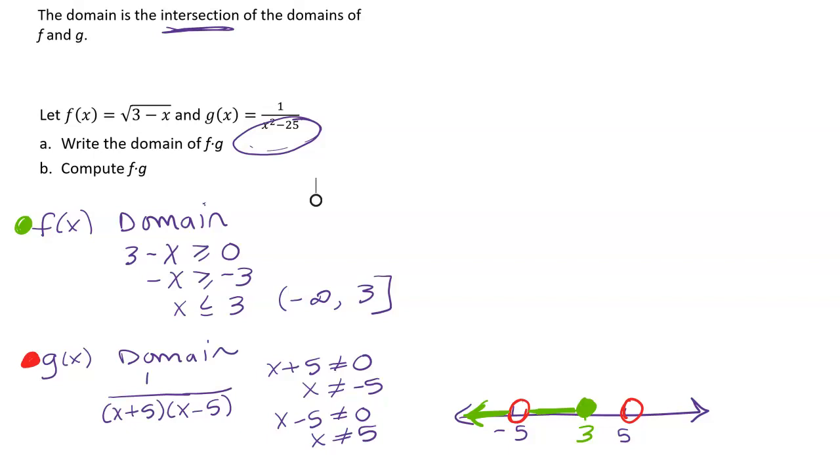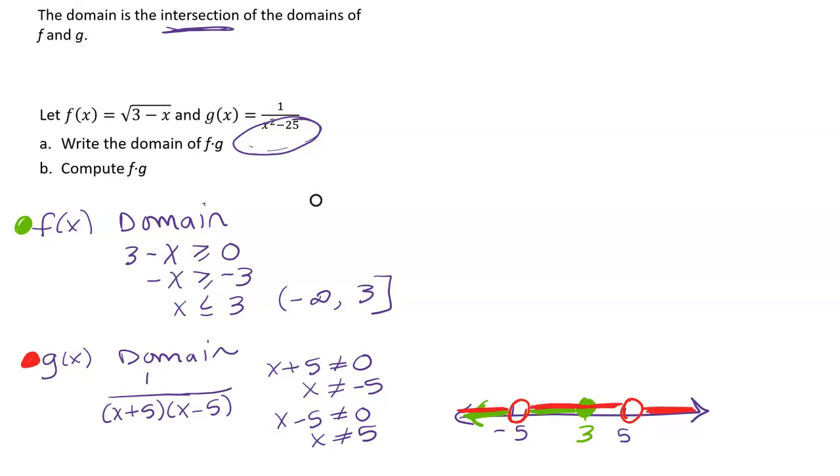So, let me just say a quick note here. For g of x, you can have any other x values. You just can't have negative 5 and 5. So we can also have values this way. We can have values in here. We can have values here and values this way. Okay, we just can't have 5 and negative 5.